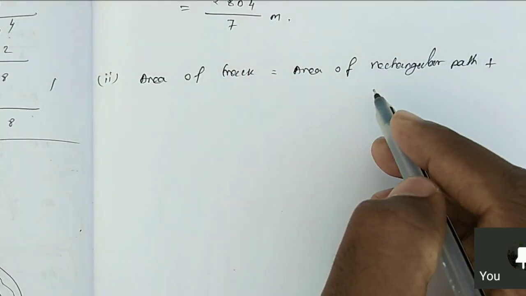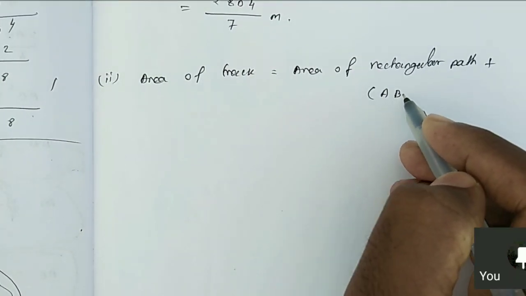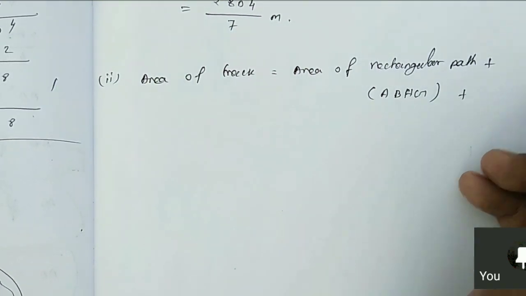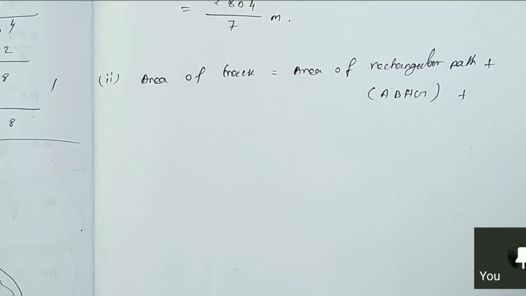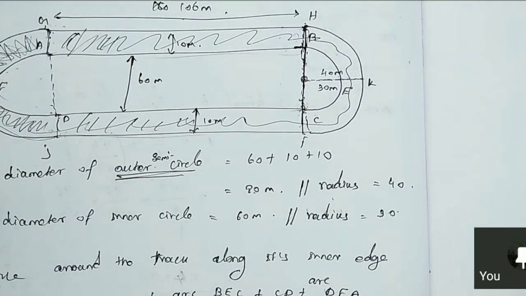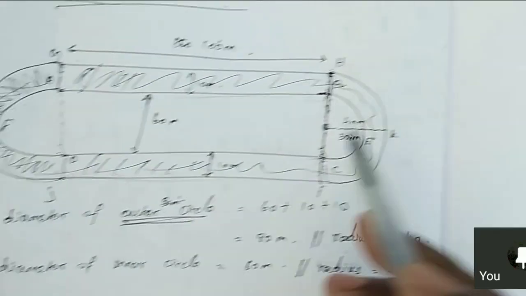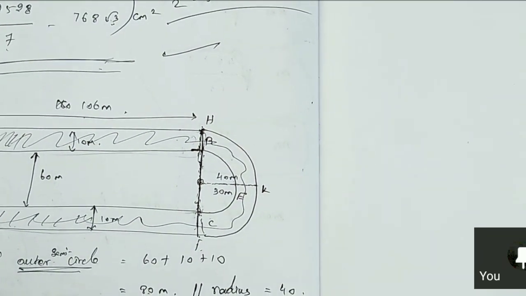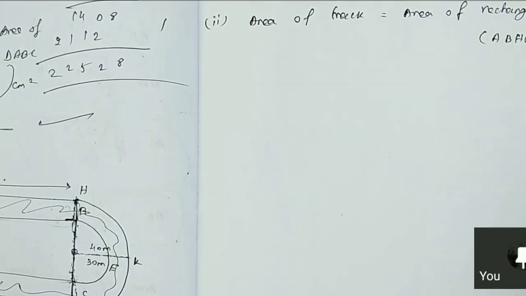Rectangular path A, B, H, G. Plus, next, the same area of the rectangular path D, J, I, C, right? D, J, I, C. Clear? Any doubt?